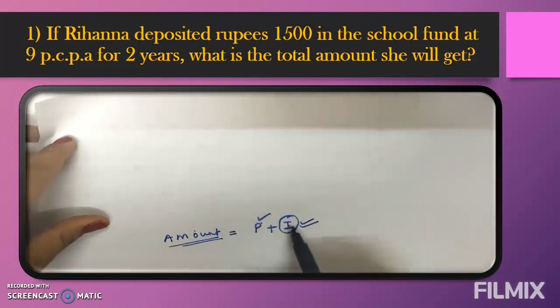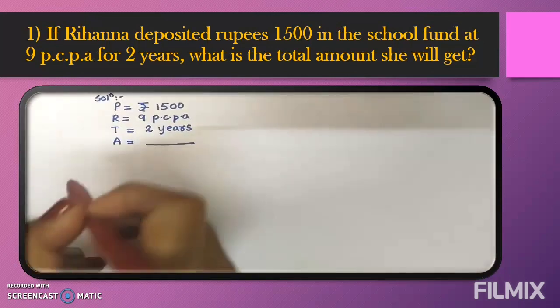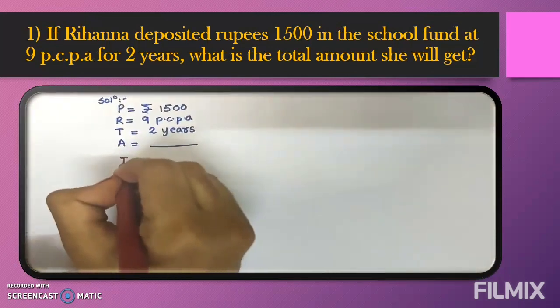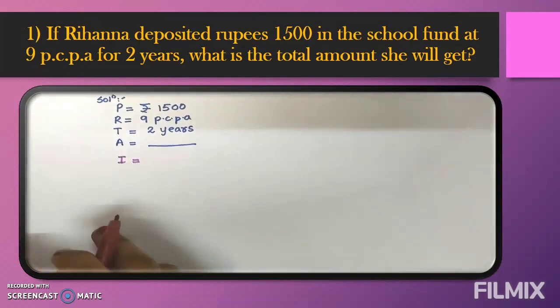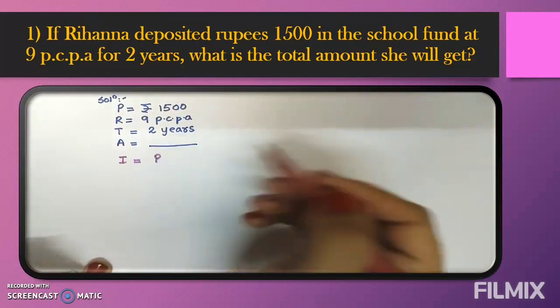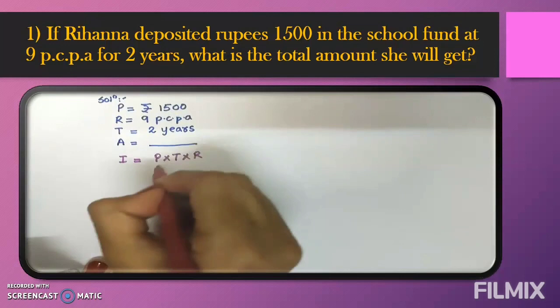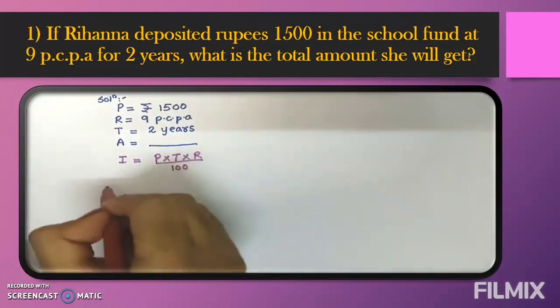So for finding the amount, first we have to find the interest. So we will write the formula of interest first. I have given you the formula of interest, which we already learnt in 6th standard also. I is equal to PTR upon 100. So P into T into R upon 100.